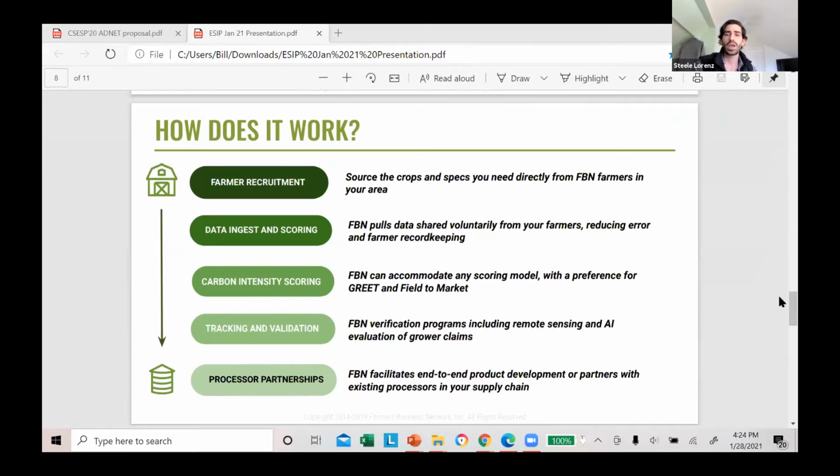So we have not found much really gaming of any system at all. It's much more about finding mistakes or misreported data by accident and going back and correcting that.